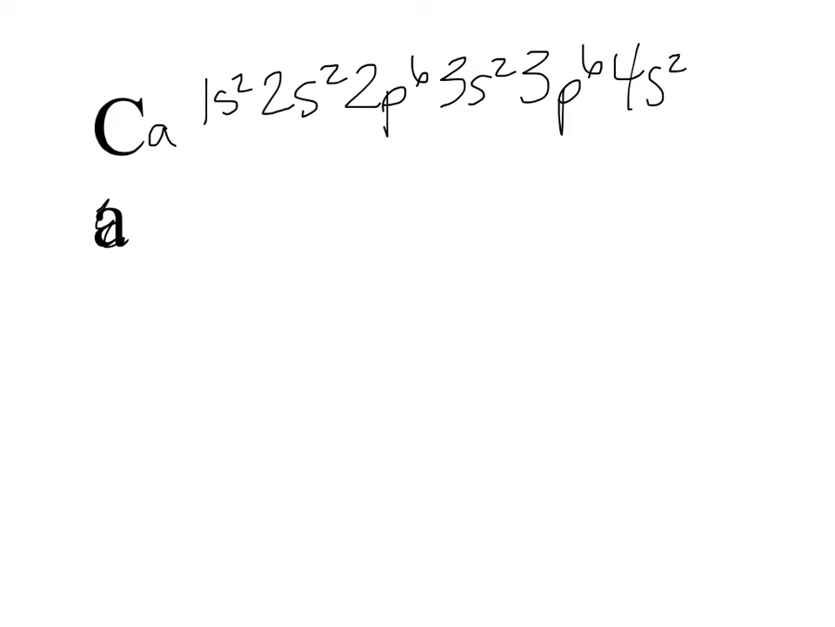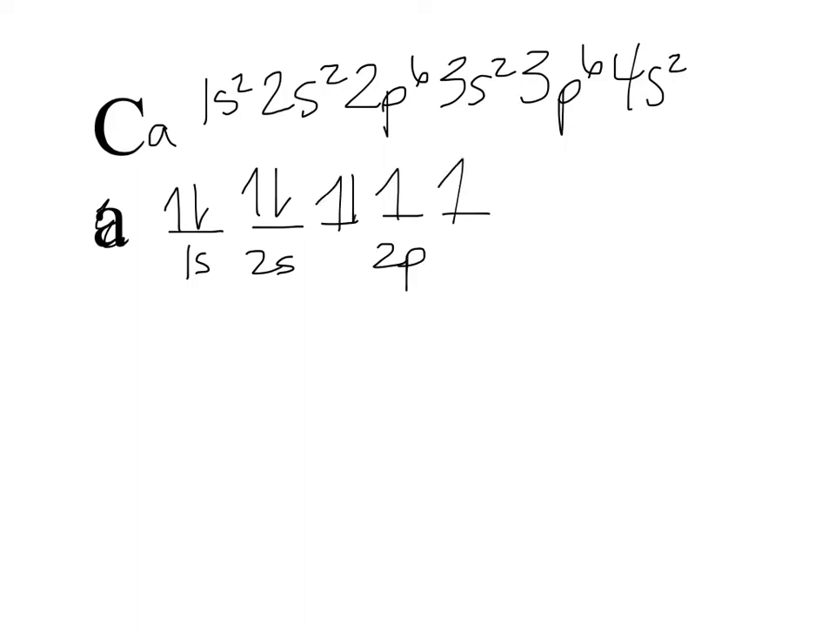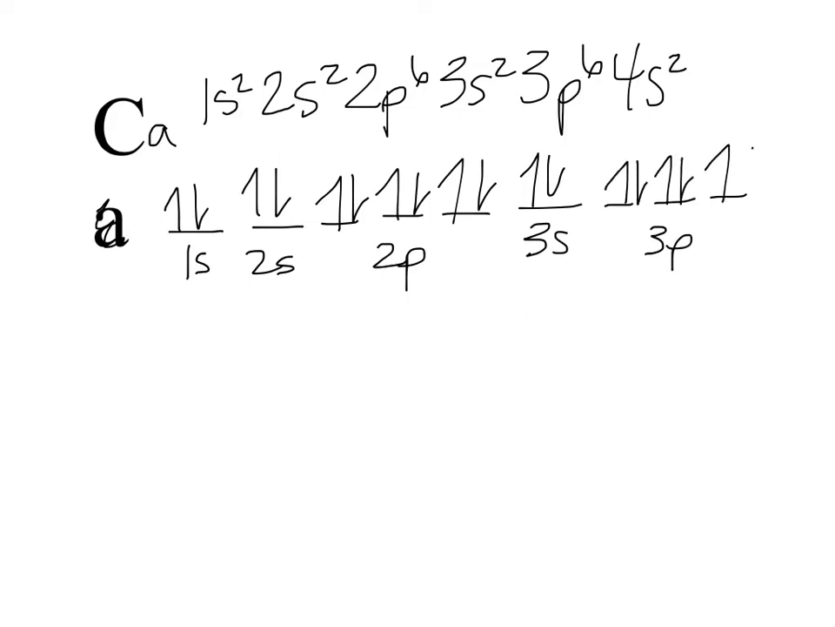So if I draw the orbital filling diagram, I'm going to start with a 1s2. Here's the 2s2. Every time I have a p, I need 3 lines, so 2p, 1, 2, 3, 4, 5, 6, 2p6. Here's my 3s2, and 3p, up, up, up, down, down, down, so there's my 3p6, and then finally my 4s2.